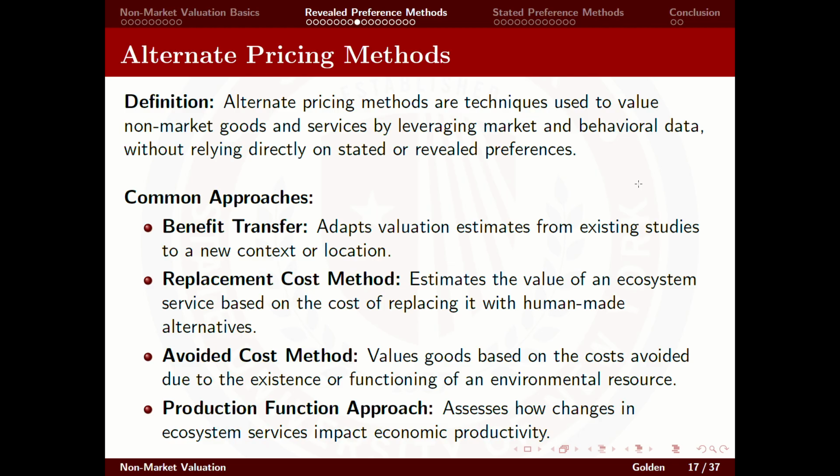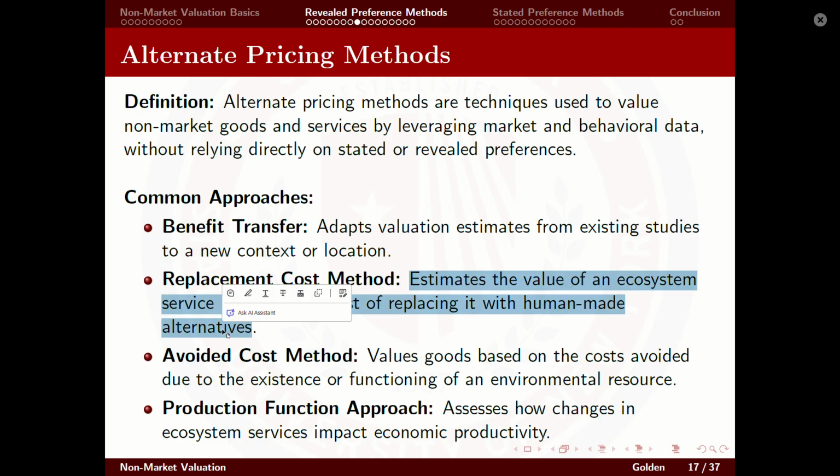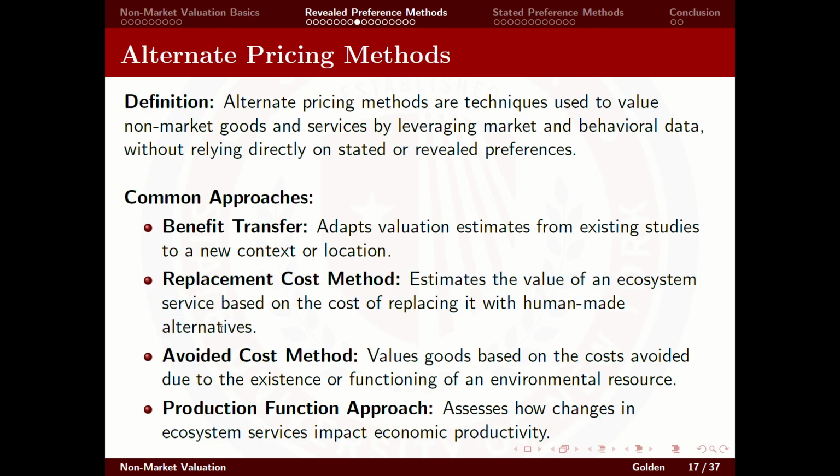You're figuring out the value based on the market, but based on transactions that are unrelated to your non-market good. So benefit transfer is a version of this, even though it's technically not a revealed pricing method. Replacement cost is another version of this, where you think about how much it would cost to replace the service of the ecosystem with human-made alternatives.